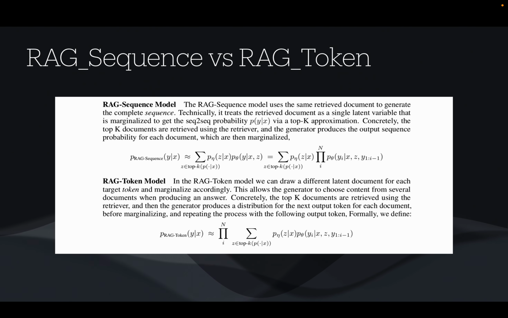RAG token uses different latent documents for each target token and marginalizes accordingly, averaging them. Formally, each token marginalizes over its own Z of i. This is more expressive because one token refers to many documents at once, but also more computationally expensive. So in practice, RAG token is theoretically elegant, but RAG sequence is often preferred for efficiency.